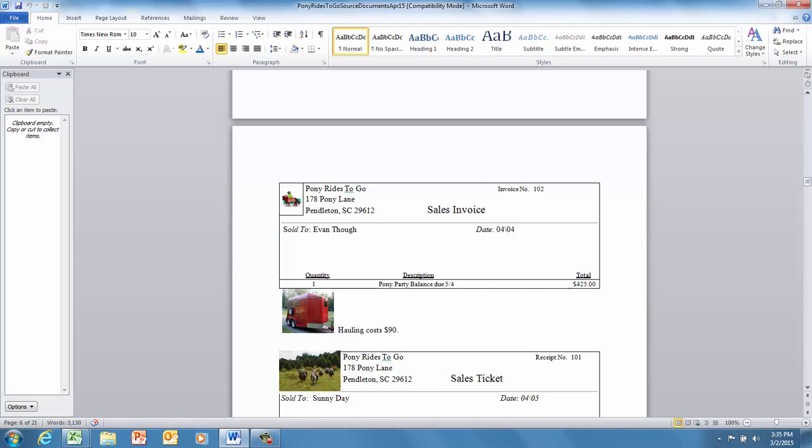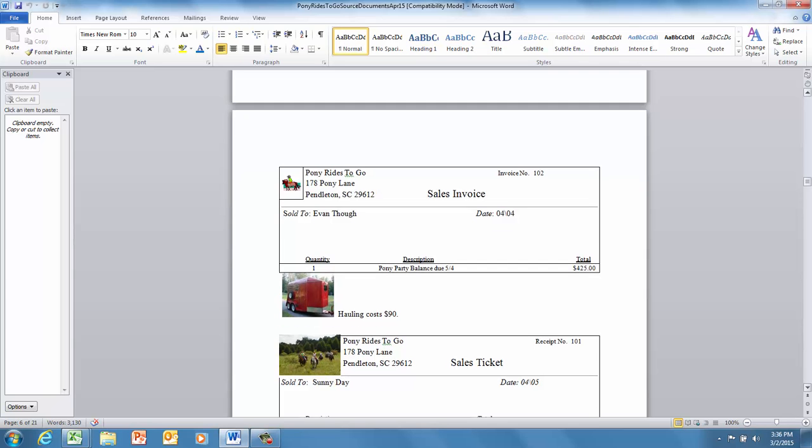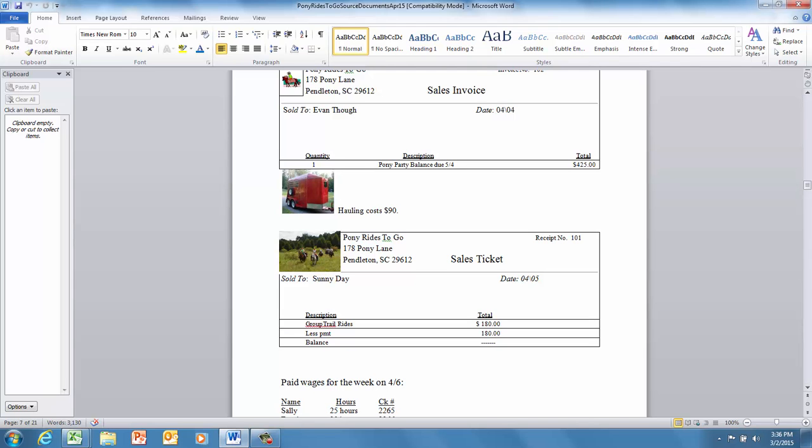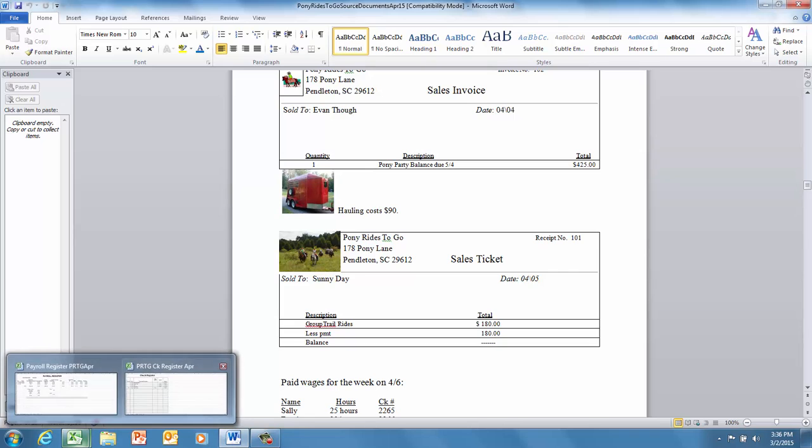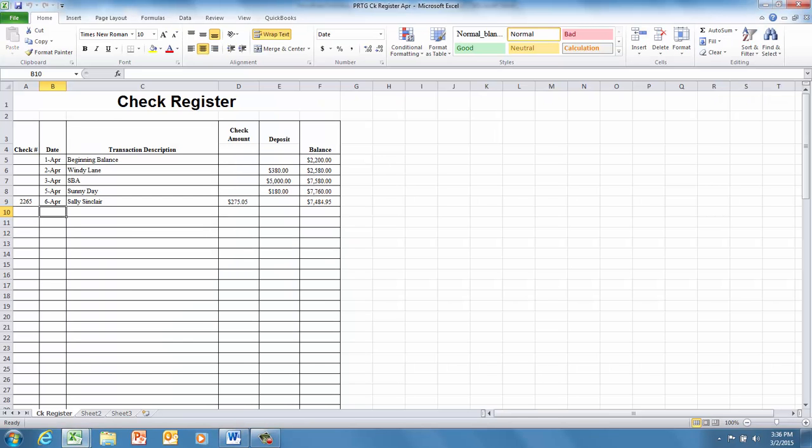In the next transaction, we sold services on account to Even Though. So this did not involve cash, and neither did the hauling. So we continue on. Here's where we sold trail ride services, and we did receive cash for this, $180 from Sunny Day. And so here on April 5th from Sunny Day, we received the $180. We added it to our previous balance, so we now have $7,760.